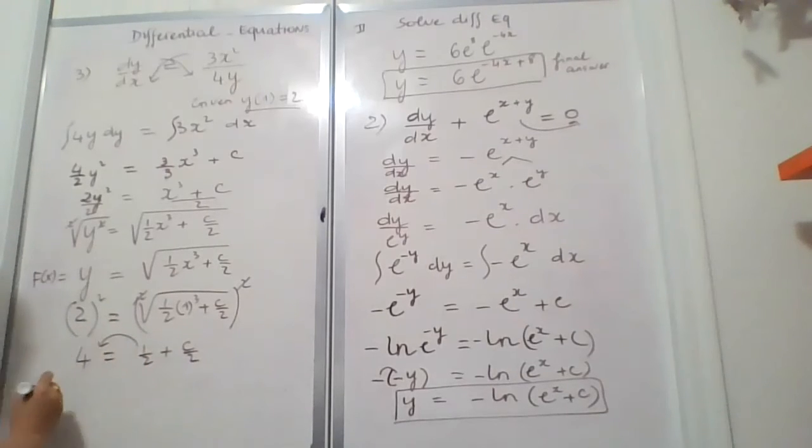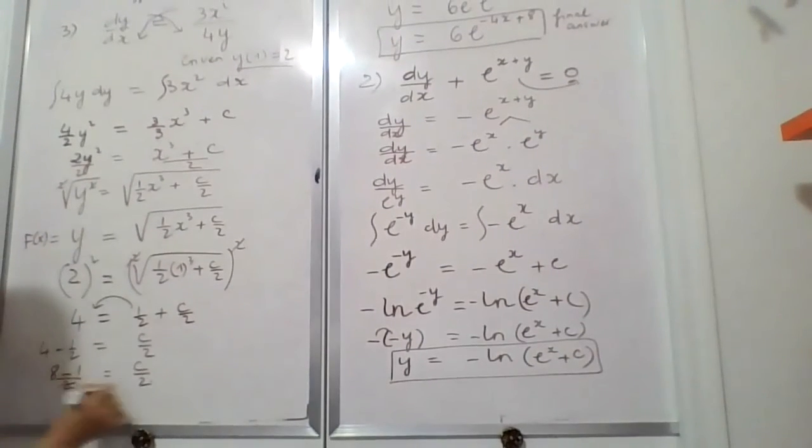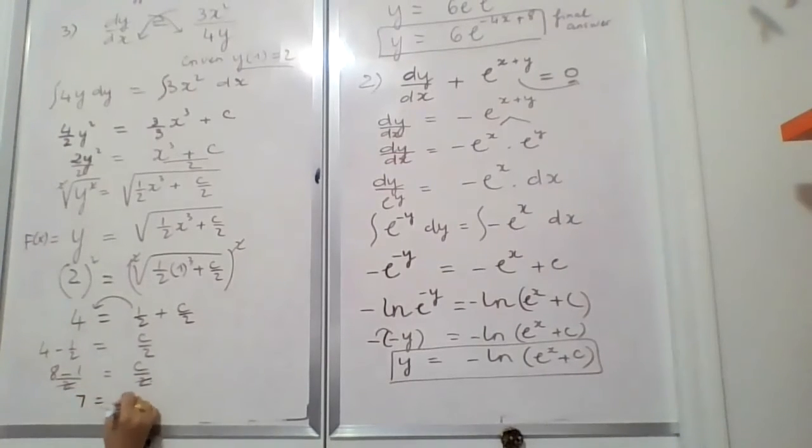So move this number together. 4 minus 1/2 will be equal to c over 2. Common denominator, 8 minus 1 over 2 will be equal to c over 2. Now at this point, because both of them have a 2 as a common denominator, whatever we do to the left, the same like we do to the right. I hope you can see the board. We can just cancel the 2 down here. So 8 minus 1 is 7 equals c. So we have 7 equals c.